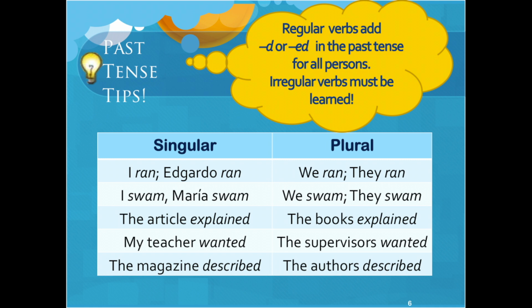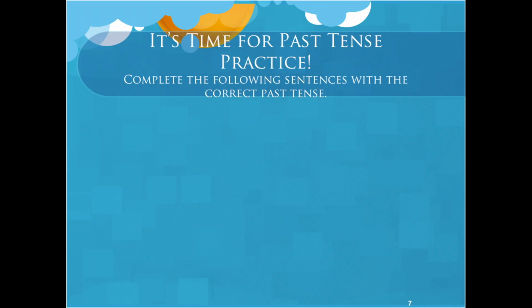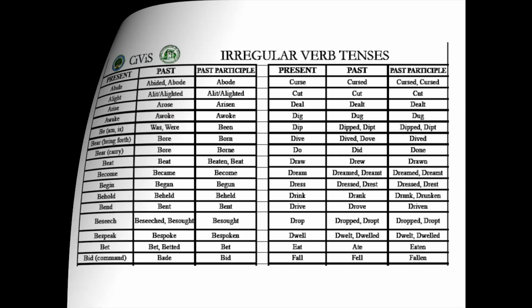Just remember that there are many irregular verbs in English and you just need to learn them. And you can use our handy irregular verb tense handout to help you learn. So now, let's practice completing the following sentences with the proper past tense. Remember, use the handy worksheet in irregular tenses if you have any doubts.